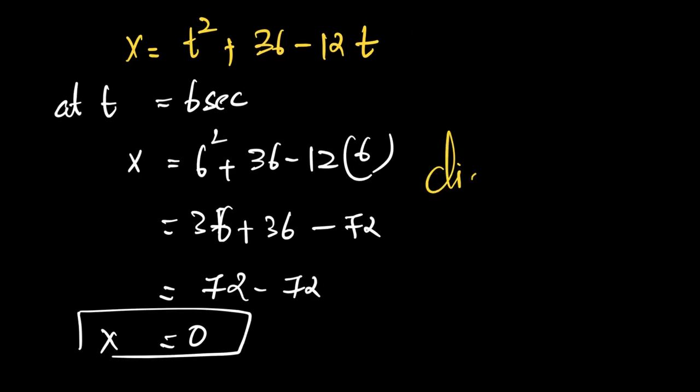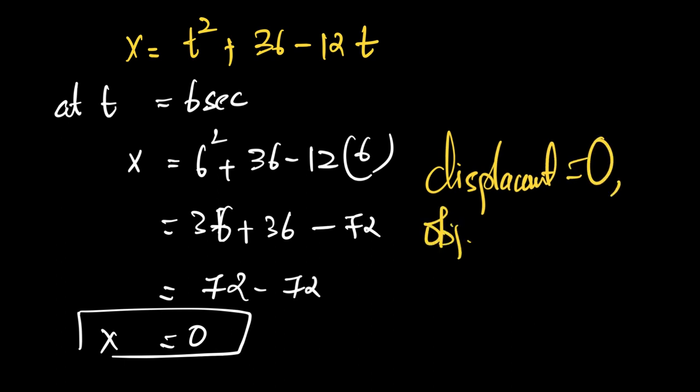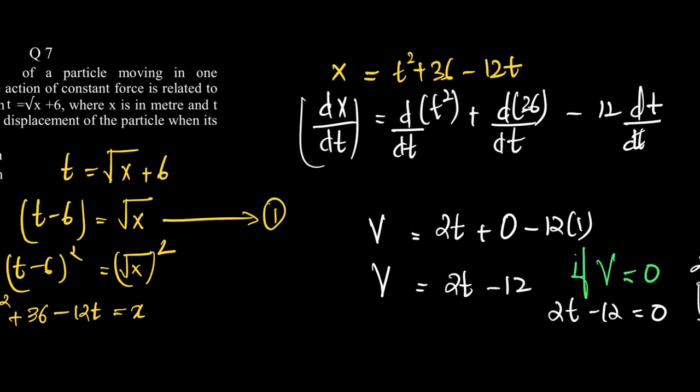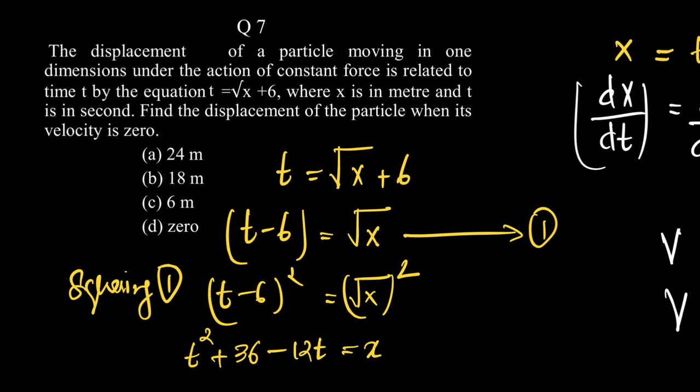in which case the displacement is equal to 0, and which further means that the object has reached the initial position back in the motion. So the correct option here would be option D, which is 0.